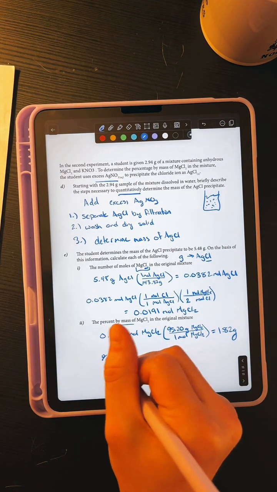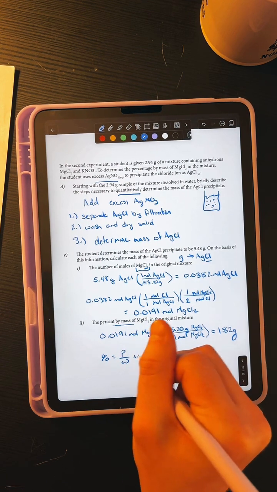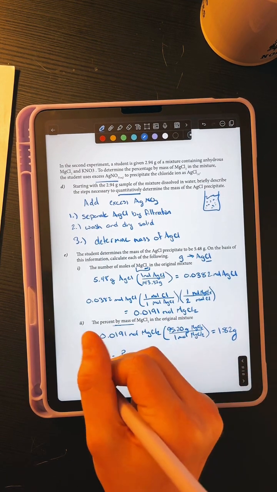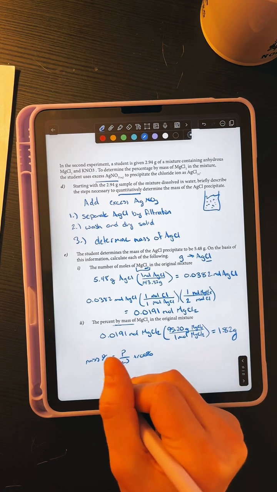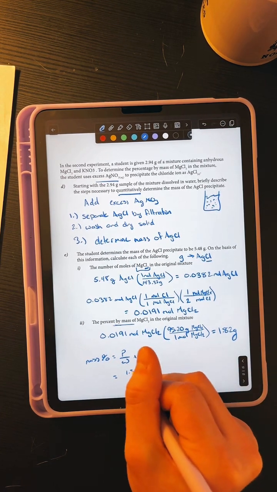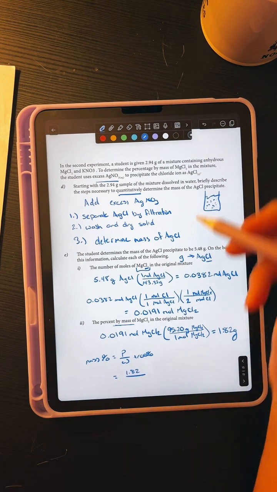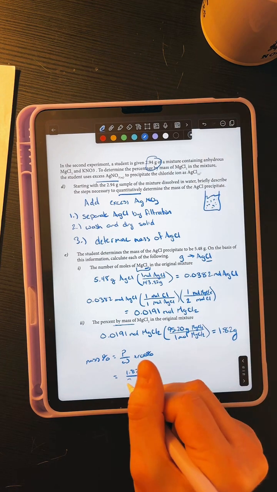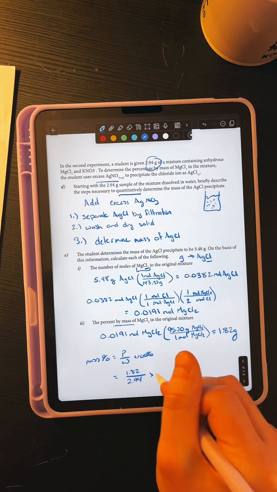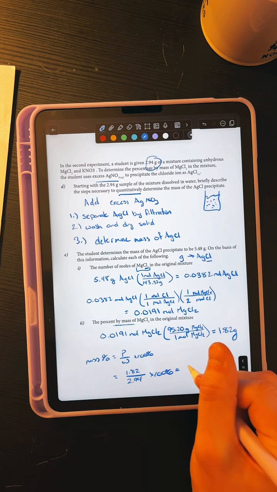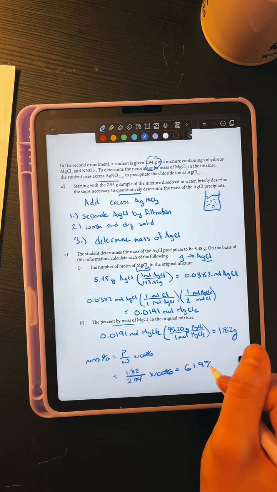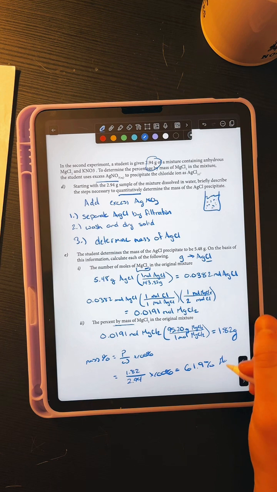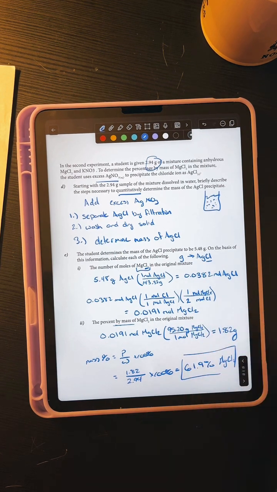So mass percent equals part over whole times 100. Here, our part is 1.82 over our whole at the very beginning of the solution, which was 2.94 grams, times 100%. That gives us a mass percent of 61.9% MgCl2. And that is our final answer. My goodness, that was a lot of work.